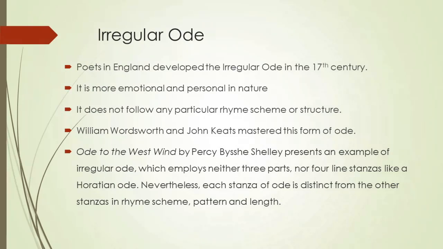This form was developed in England in the 17th century. It is more emotional and personal in nature. And why is it called irregular ode? Because it does not follow any particular rhyme scheme or structure. William Wordsworth and John Keats mastered this form of ode. One of the examples of irregular odes is Ode to the West Wind by P.B. Shelley.